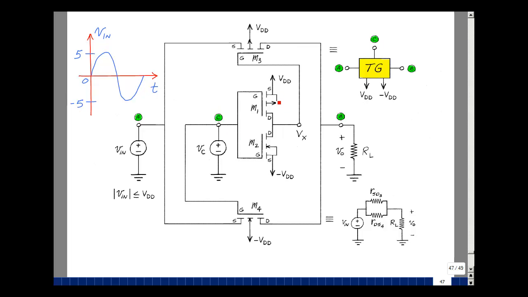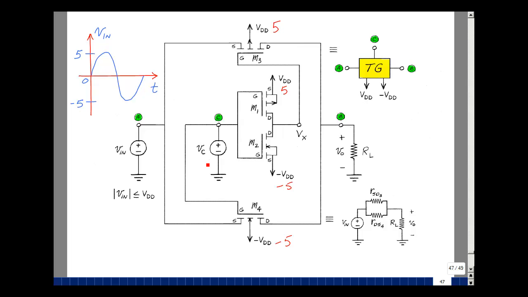Notice here that the bulks of the P-channel devices are hooked up to the most positive power supply in the circuit, and the N-channel devices are hooked up to the most negative potential in the circuit. Let's use a plus and minus 5 volt power supply in this example. For this circuit, I'm going to have an input that can be an analog signal, and I can swing between the power supply pins to plus 5 and say down to minus 5.